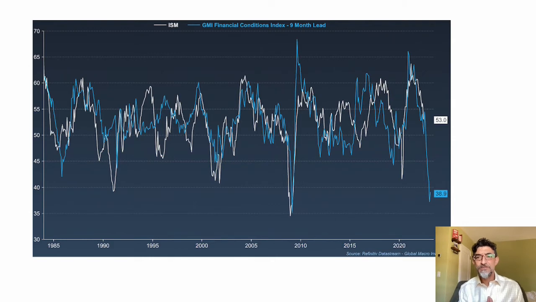I think many of you know him from Real Vision, but he also owns another company called GMI, Global Macro Investors. And he puts out this index. I like it because it measures financial conditions, which is similar to liquidity, but it measures it going way back to around 1984. And that's the blue line. You could see it's declining.